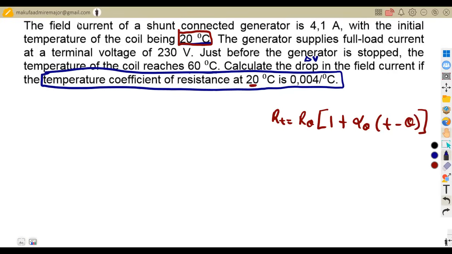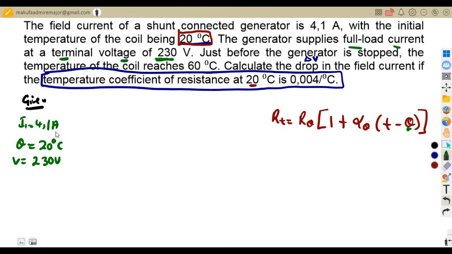All right. So from the given information, what is it that we have? We are given the input current to the circuit of 4,1 amps with an initial temperature, which is our theta. Theta represents our initial temperature on this condition. So we are given theta being 20 degrees Celsius. The generator supplies a full load current at a terminal voltage of 230 volts. So meaning to say we've got the voltage of 230 volts.